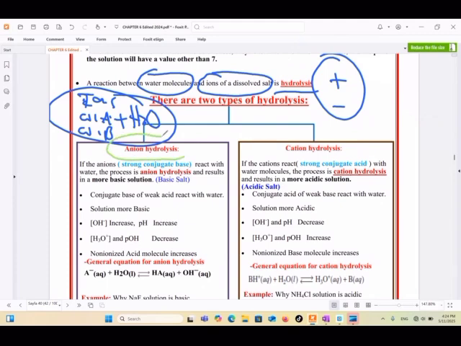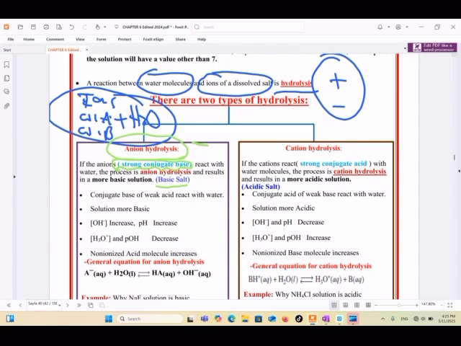Let us talk about the anion hydrolysis, guys. The ion that undergoes this hydrolysis should be negative. That's why we call it anion hydrolysis. And the anion of what? An ion from a weak acid. You know that the anion from the weak acid behaves as a strong conjugate base. So simply we can say that the strong conjugate base reacts with water to form a basic solution. This is what we call anion hydrolysis.